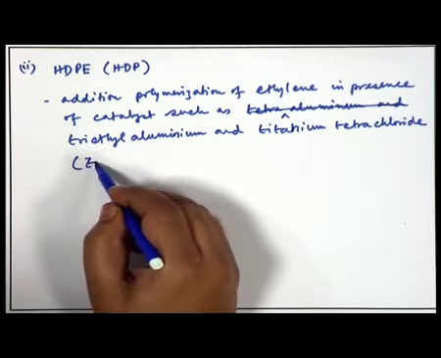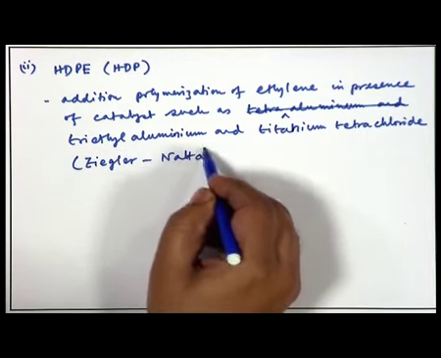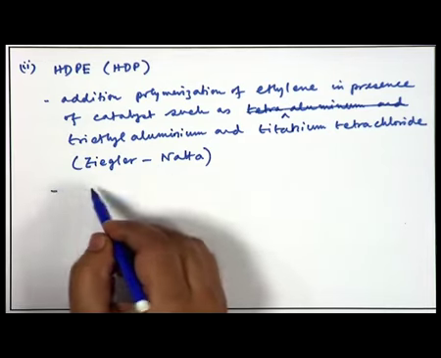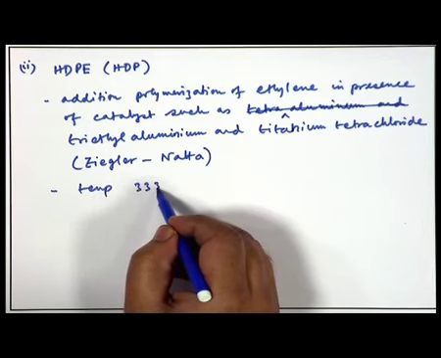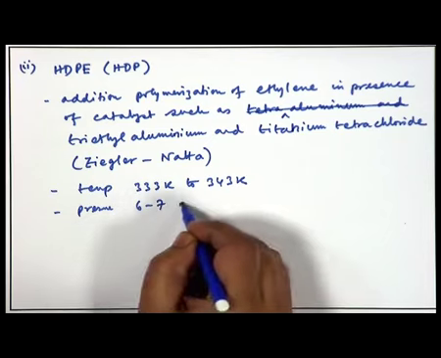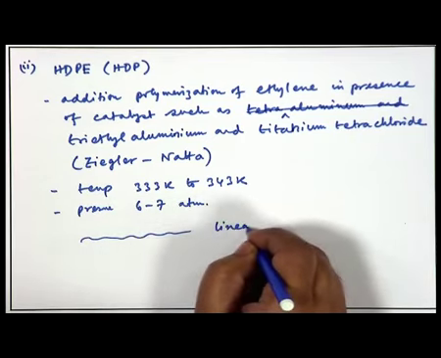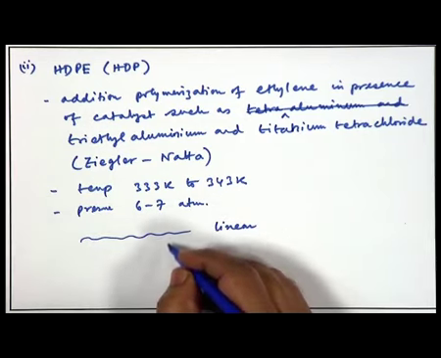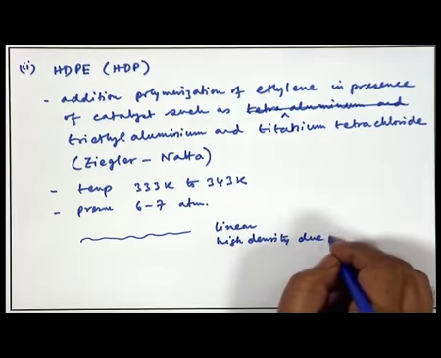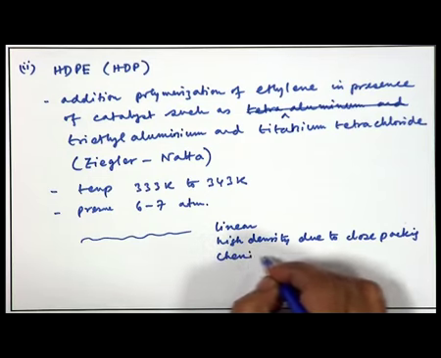And this catalyst combination was discovered by two scientists, Ziegler and Natta. So, in response to their names, this catalyst is called Ziegler-Natta catalyst, and the reaction temperature is about 333 K to 343 K, and pressure is about 6 to 7 atmosphere. So, in this case you get a linear, non-branched polymer, and as they are linear, they can pack very well, and as a result they have high density due to close packing. They are chemically inert, the packing is very good.